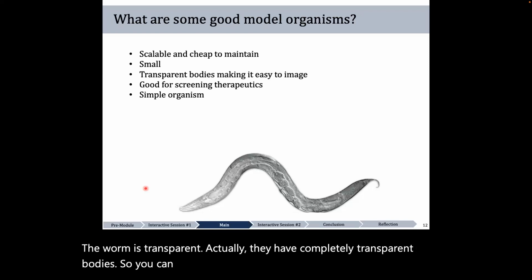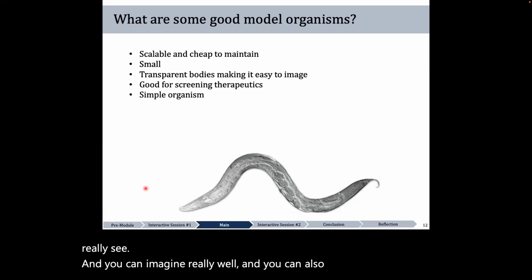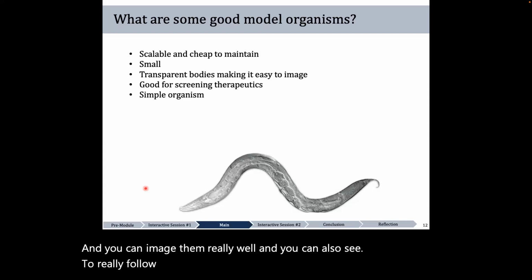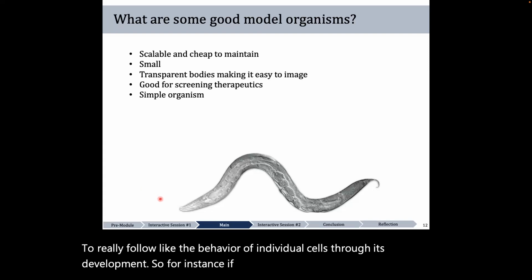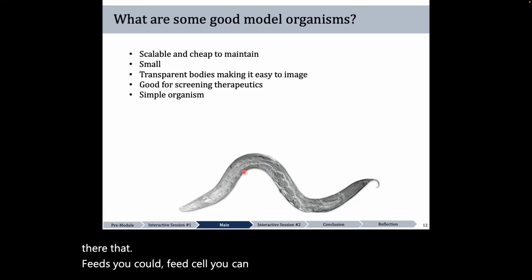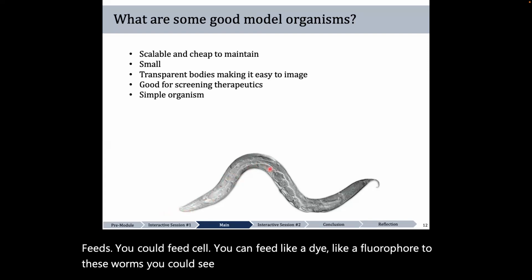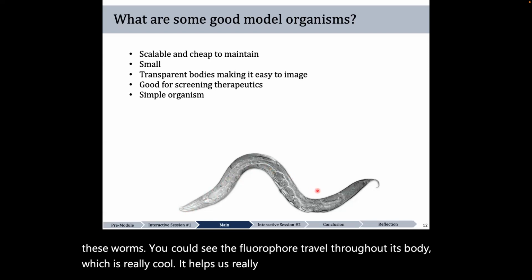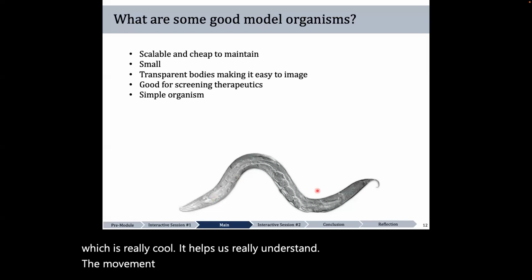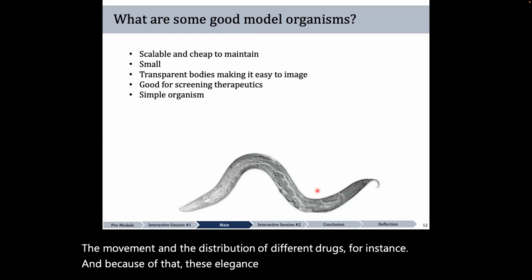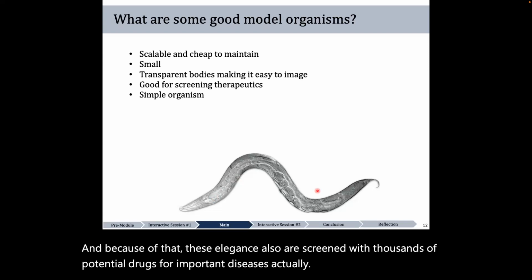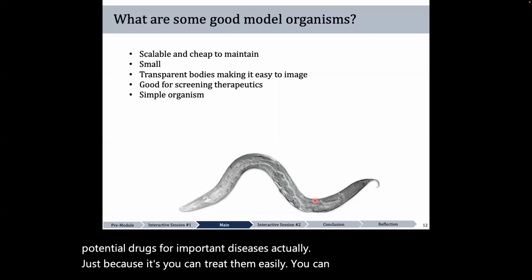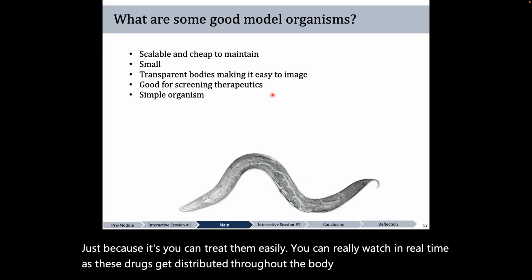So you can image them really well, and you can also really follow the behavior of individual cells through its development. So for instance, there's actually a lot of images out there where you can feed a dye, like a fluorophore, to these worms. So you can see the fluorophore travel throughout its body, which is really cool. It helps us really understand the movement and the distribution of different drugs, for instance. And actually, because of that, these C. elegans also are screened with thousands of potential drugs for important diseases. Just because you can treat them easily, you can really watch in real time as these drugs get distributed throughout the body. So they're really good at screening therapeutics.